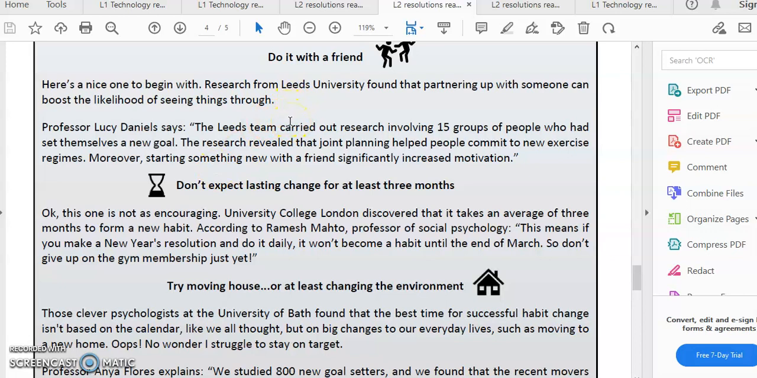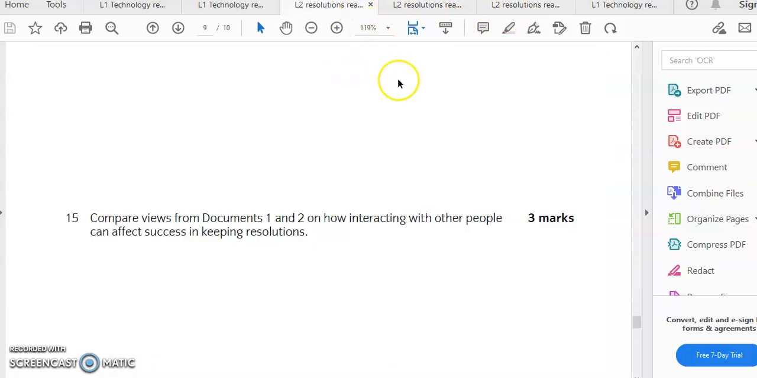If you think back to the other video we looked at, we want to be comparing like with like. So document 1 is suggesting that working with friends really helps, whereas document 2 suggests that for some people, working alone is better. Document 1 suggests that friends increase motivation, whereas document 2 suggests that spending some alone time helps with motivation. So what we need to do then is we need to actually write this up, and there's something really crucial to remember here.